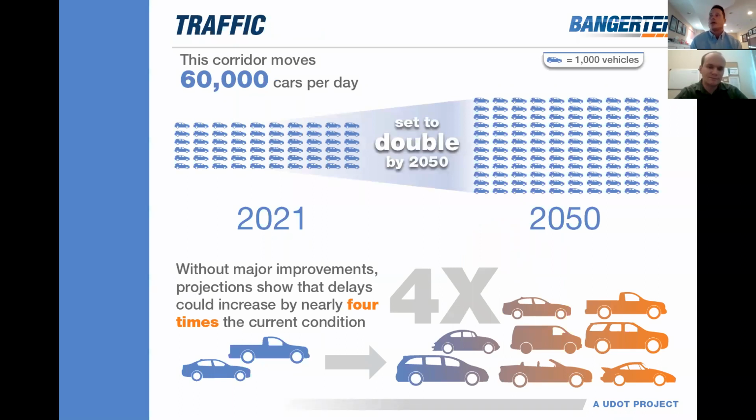It's no secret that Utah is growing. By 2050, the design year for this project, traffic is expected to double on Bangerter Highway from the current rate of 60,000 cars per day to 120,000 cars per day. Without major improvements, projections show that delays will increase by nearly 4 times the current condition.